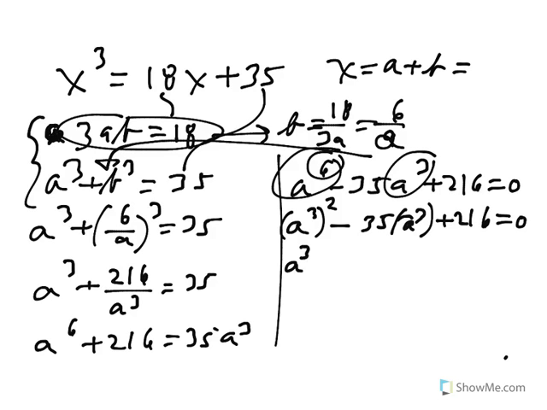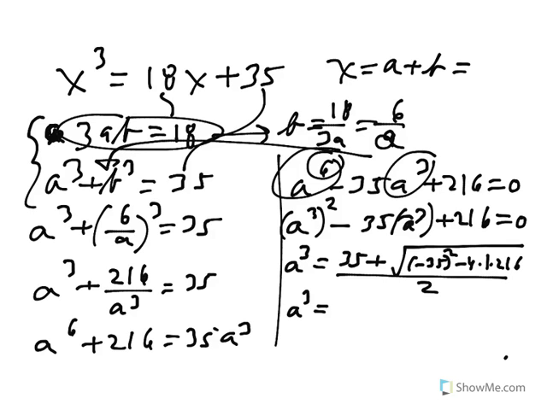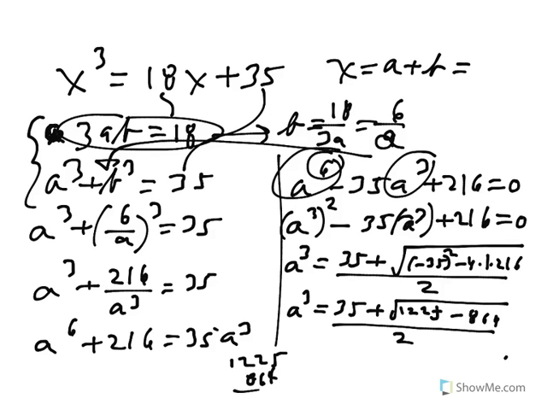Now you can do the quadratic formula: a cubed equals negative b plus, you don't have to write the minus because we only want one answer for a anyway, the square root of negative 35 squared minus 4 times 1 times 216, over 2. 35 squared is 1225. 4 times 216 is 864. 1225 minus 864 is 361. And 361 is actually a perfect square. 19 times 19 is 361.